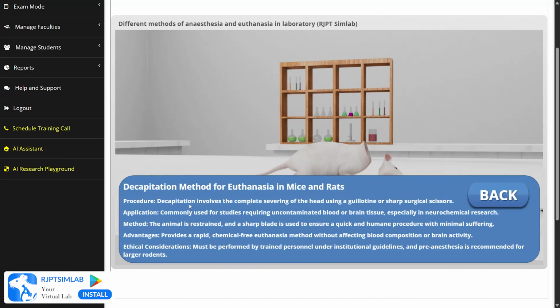The procedure of this method is that decapitation involves the complete severing of the head using a guillotine or sharp surgical scissors. The application of this step is that it is commonly used for studies requiring uncontaminated blood or brain tissue, especially in neurochemical research. This step also gives us uncontaminated blood samples or brain tissues.